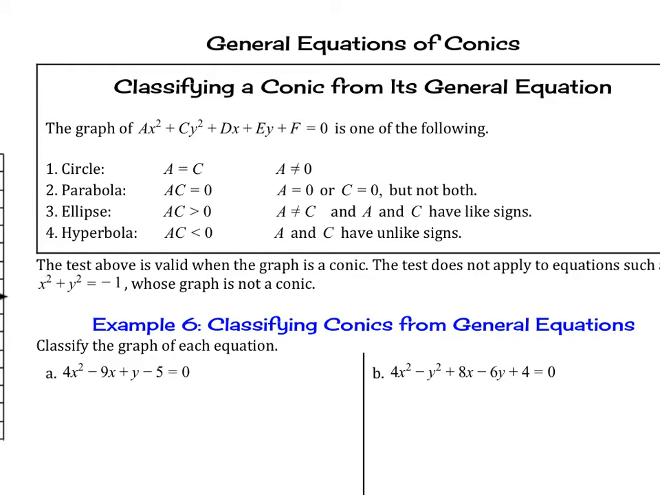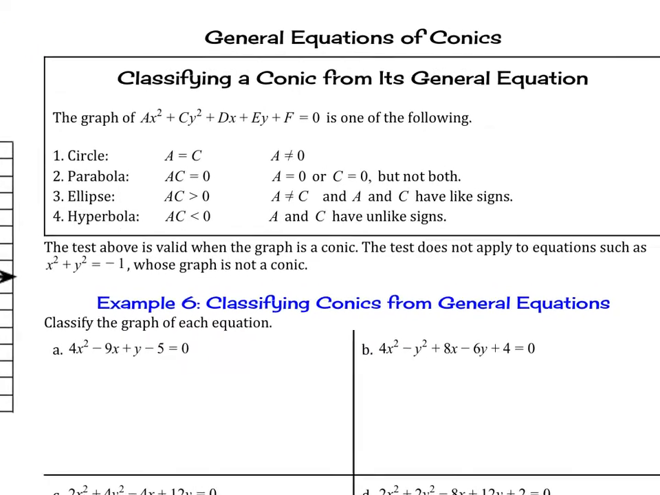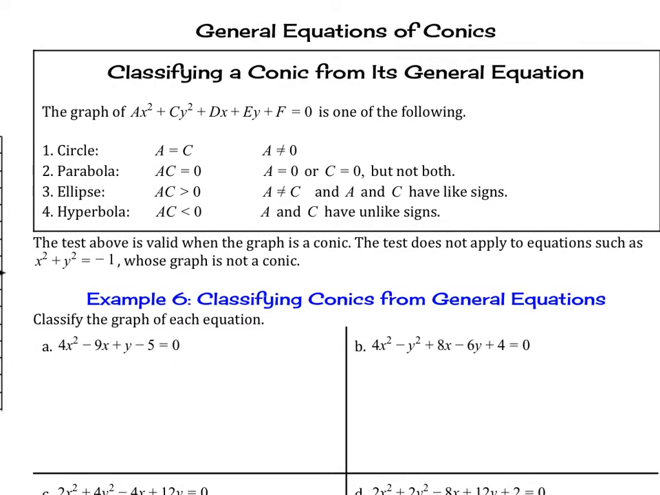For an ellipse, a times c is greater than 0, so it's positive. They have like signs. If it's a hyperbola, then they have unlike signs. A times c would be negative, or less than 0. Note that the test above is valid when the graph is a conic. The test does not apply to equations such as x squared plus y squared equals -1, whose graph is not a conic. Just keep that as a side note.